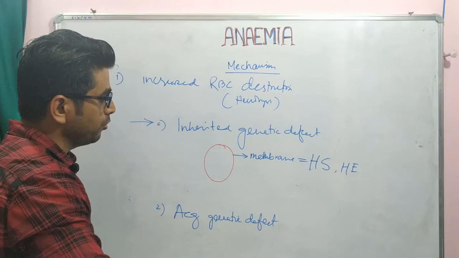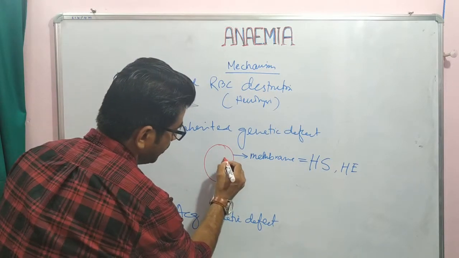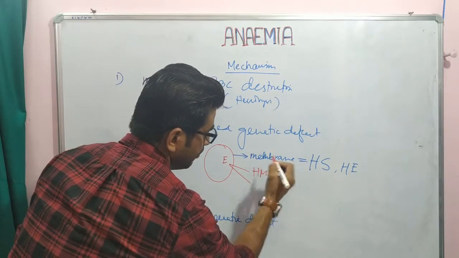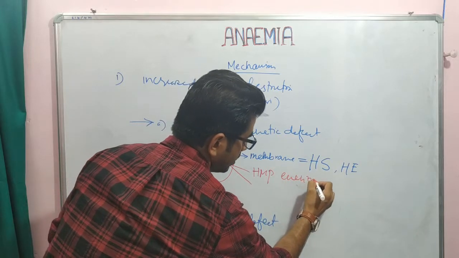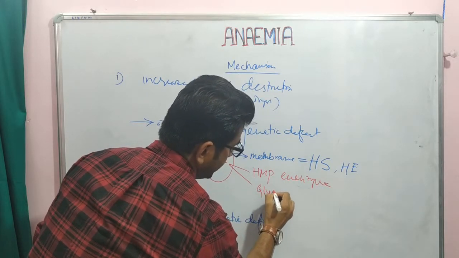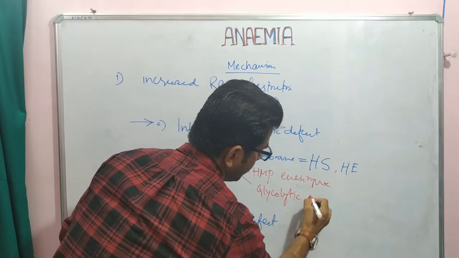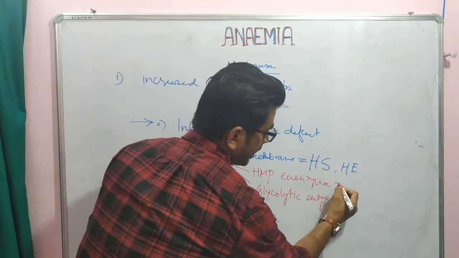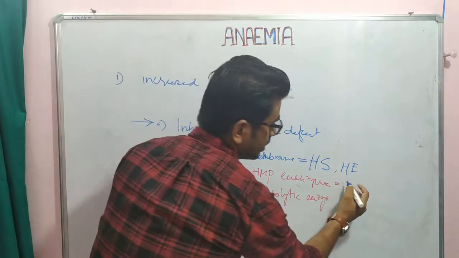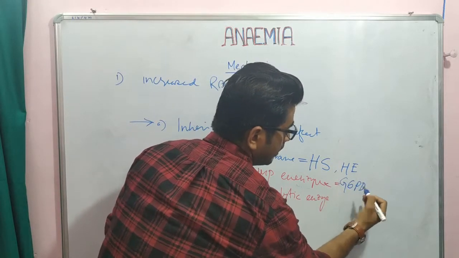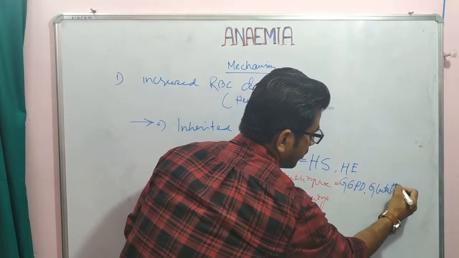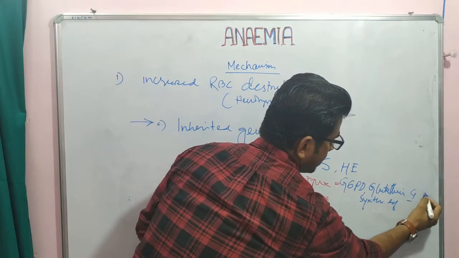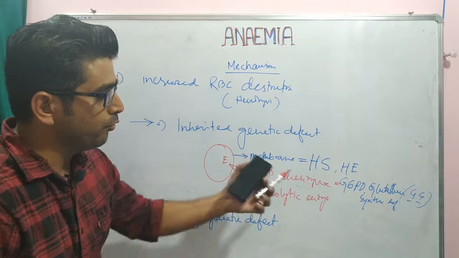RBC also have enzymes. There are two important enzyme groups. One is the HMP shunt pathway enzymes, the deficiency of which, and the other is the glycolytic enzymes, whose deficiency also causes disease. What is the example of HMP enzyme deficiency? Examples are G6PD deficiency and glutathione synthase deficiency. So this is G and G: G6PD and glutathione synthase.